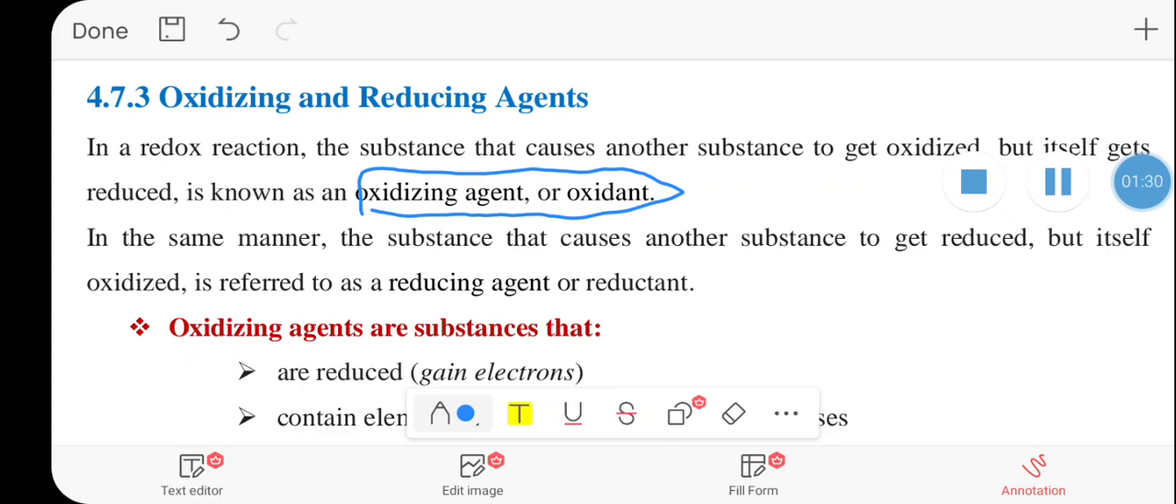In the same manner, the substance that causes another substance to get reduced but itself oxidized is referred to as reducing agent.